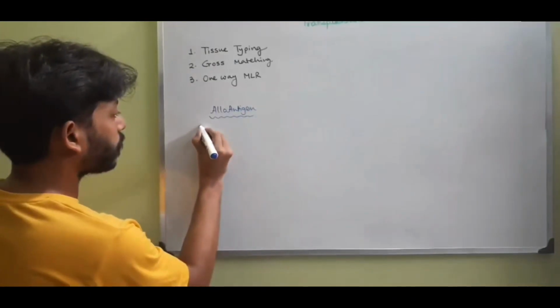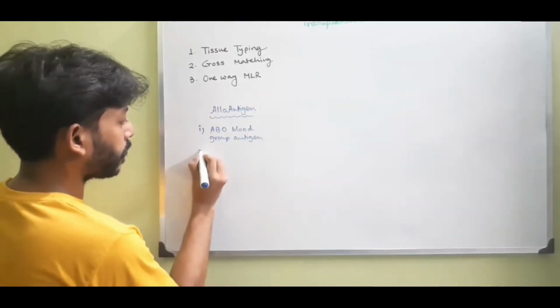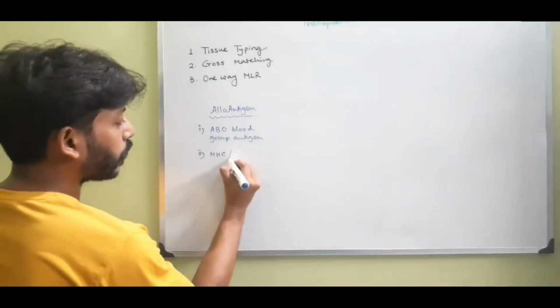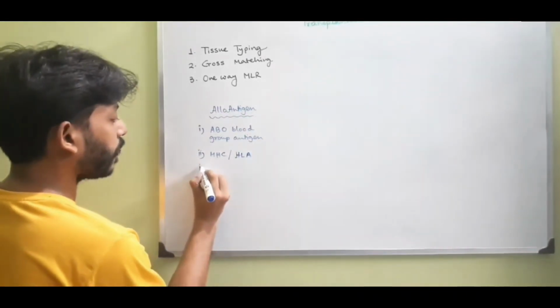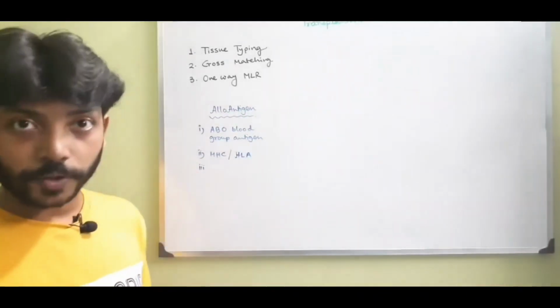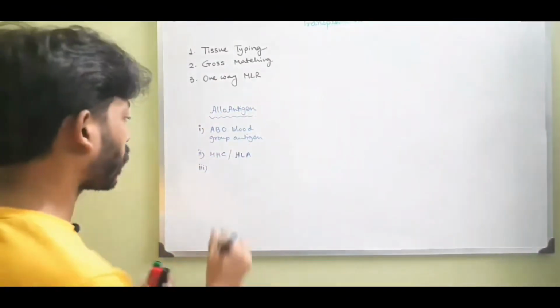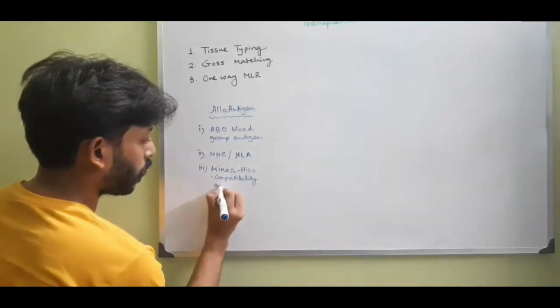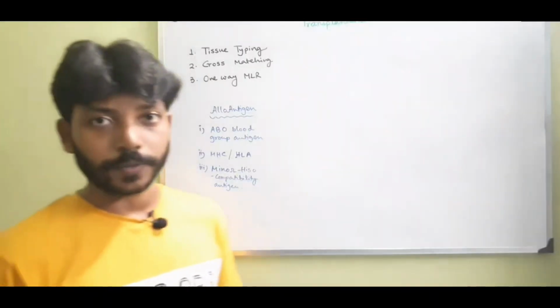The first is ABO blood group antigen. The second is major histocompatibility complex. This amazing molecule, in the case of humans, is called human leukocyte antigen, HLA. And the third antigen that is responsible for this rejection is called minor histocompatibility antigen. So for these 3 alloantigens, intense rejection occurs.